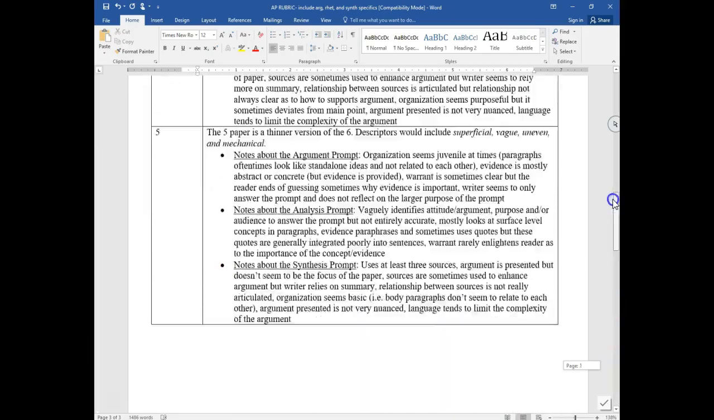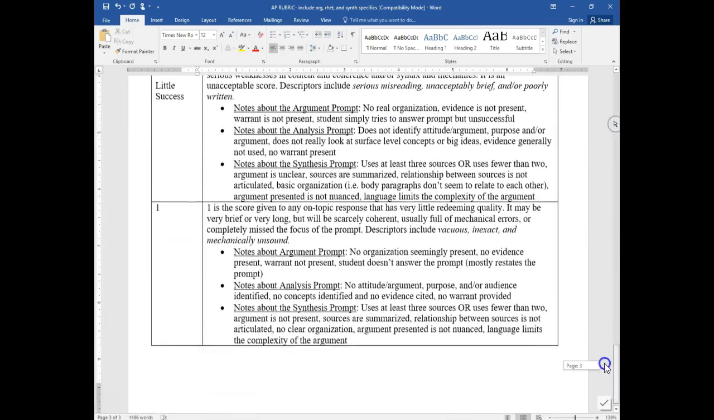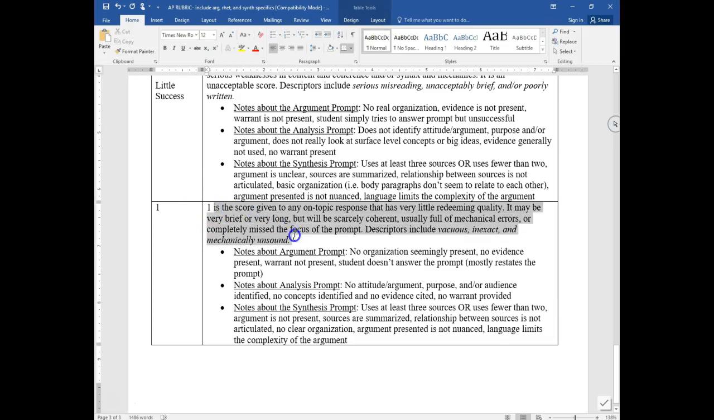Let's start down at number 1, okay? When you look at this rubric, the rubric always has what the score is, a brief understanding provided by the College Board about what that means, and I've given you more explicit notes about what that means in each of these different essays. Because the rubric can be translated into the different essays, but as high school students, you want to know what are the big differences between the argument prompt, analysis prompt, and synthesis prompt in terms of what the expectations are and what they're looking for.